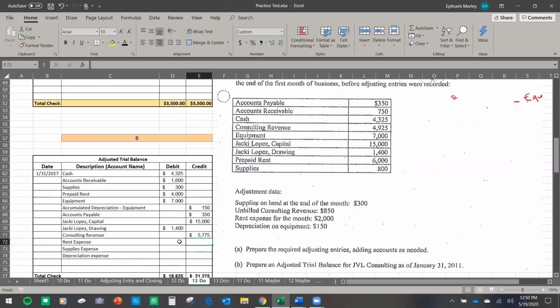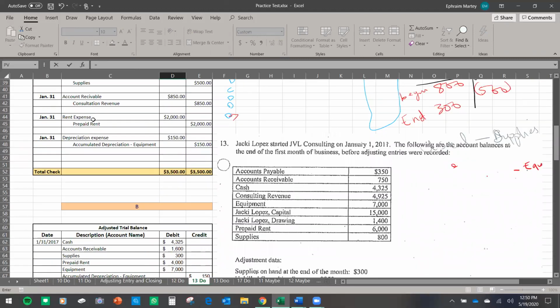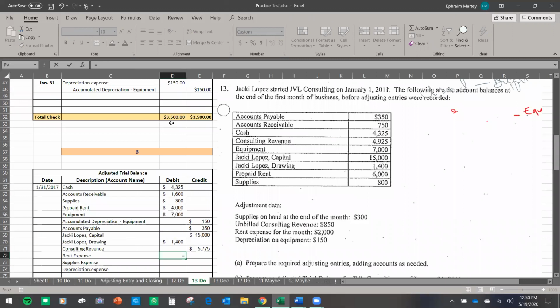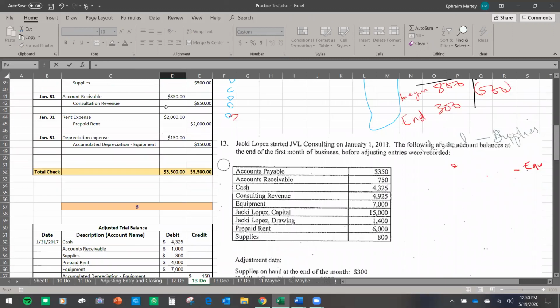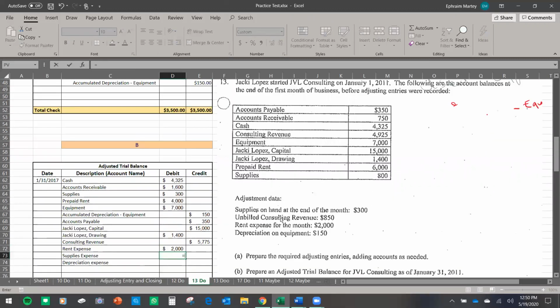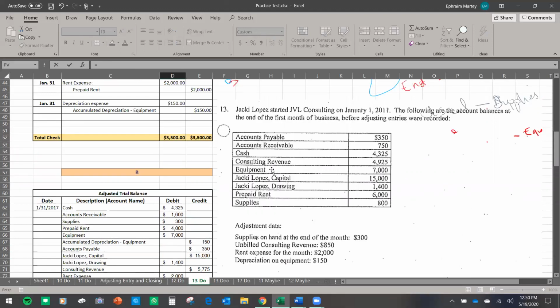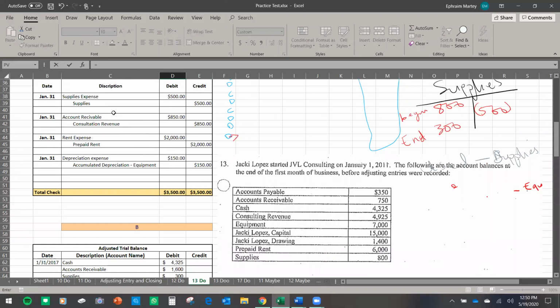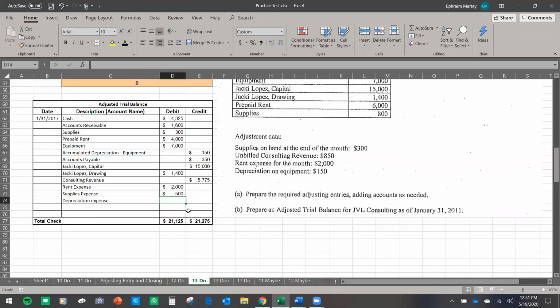Rent expense. How much did we have with rent expense? We didn't have any. But did we do any adjustment for rent expense? Yes, 2,000, so we're going to put that 2,000 here for rent expense. Now supplies expense. Did we have any supplies expense? No, it was zero because it wasn't here. And then we had supplies expense somewhere right here, so 500. We put it there as supplies expense.